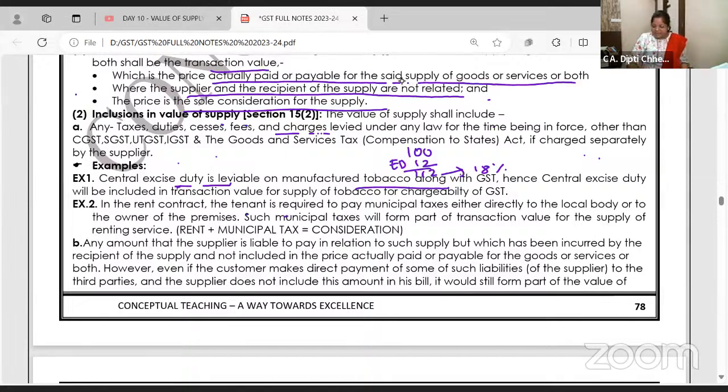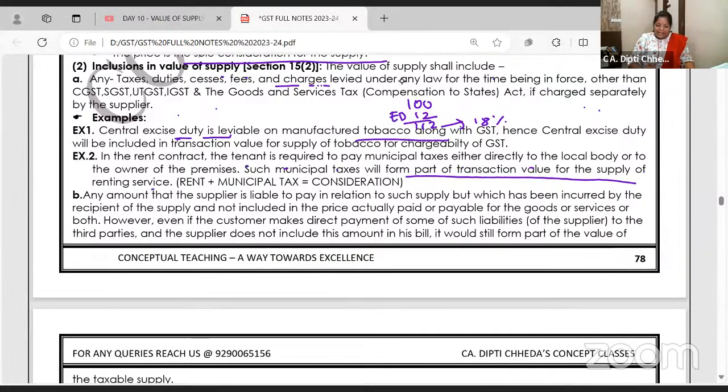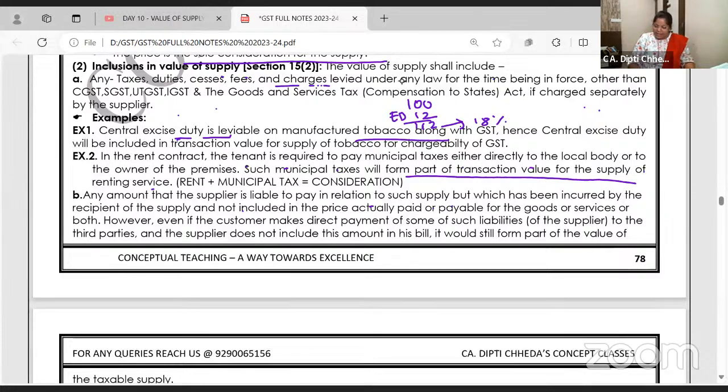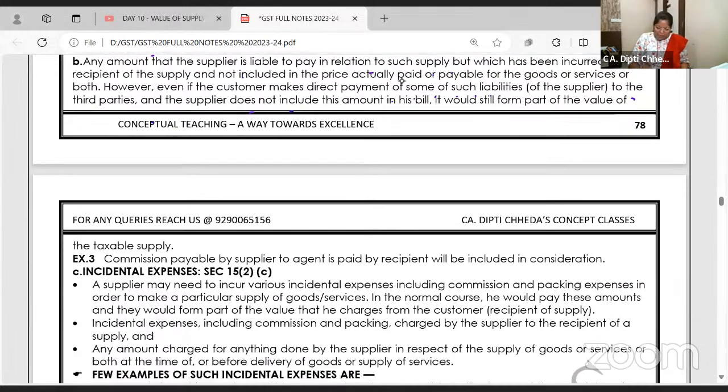In rent contract, tenant is required to pay municipal taxes either directly or to the owner. Such municipal taxes will form part of the transaction value for the supply of the rent. Okay. So rent plus municipal taxes. Any amount that the supplier is liable to pay in relation to supply, but which has been incurred by the recipient and not included in the price, included.